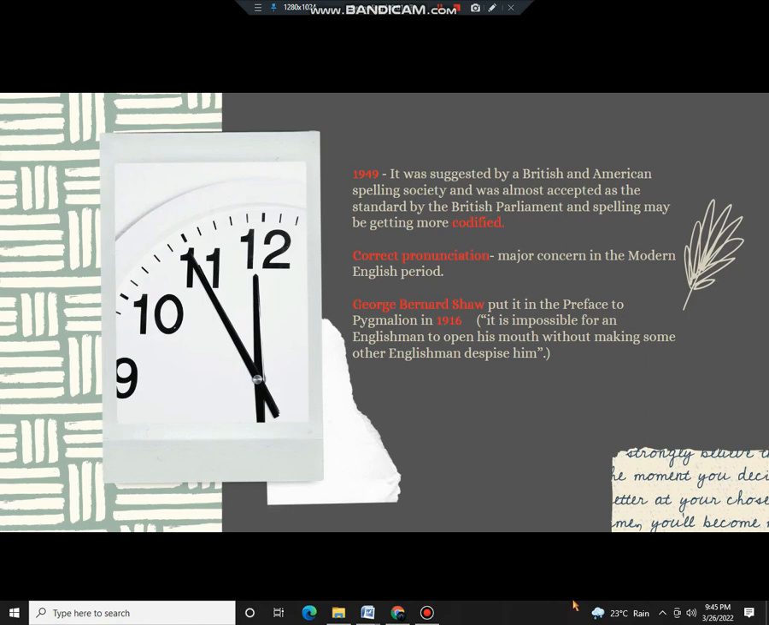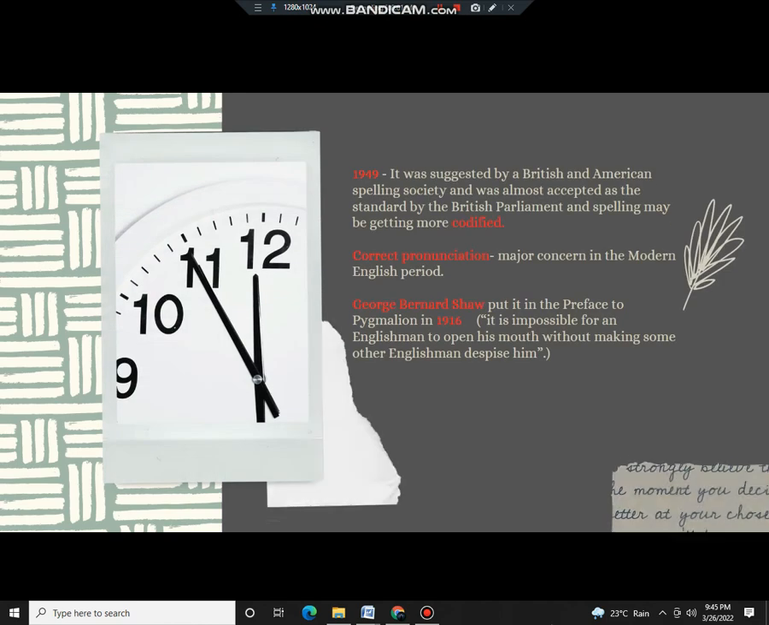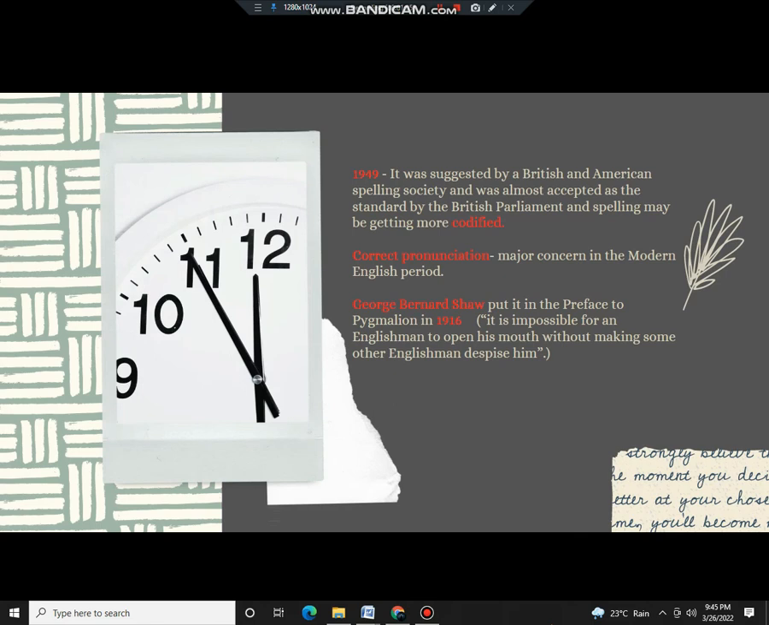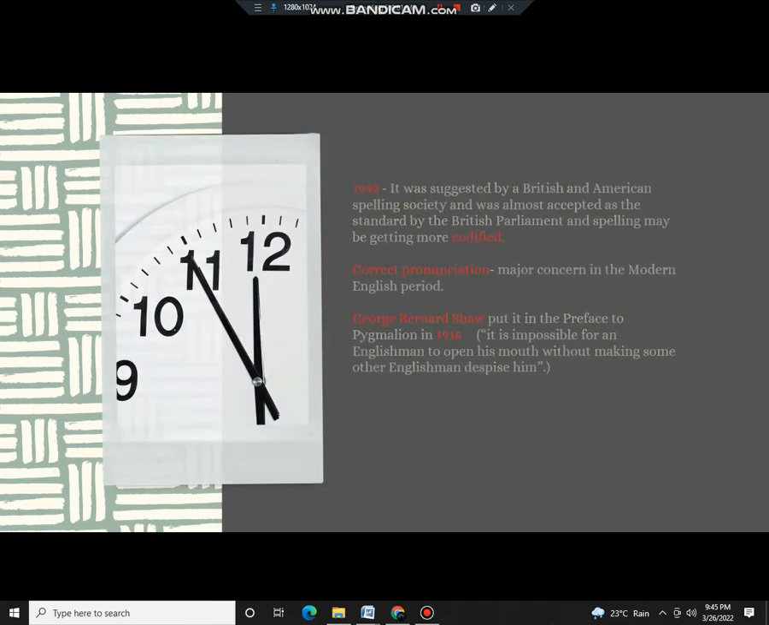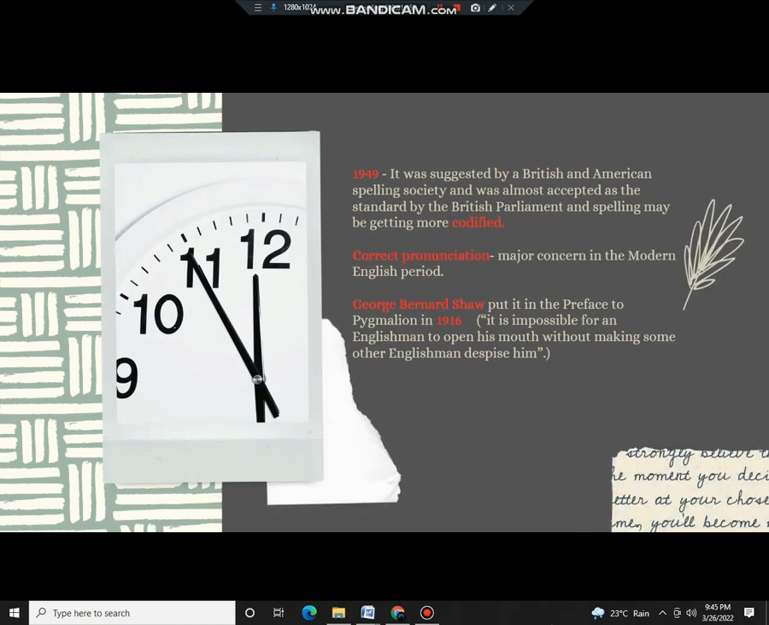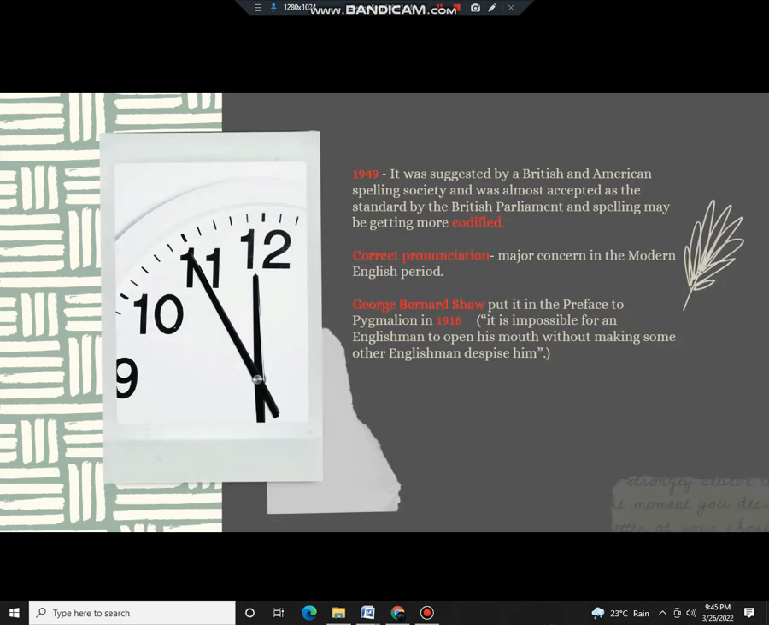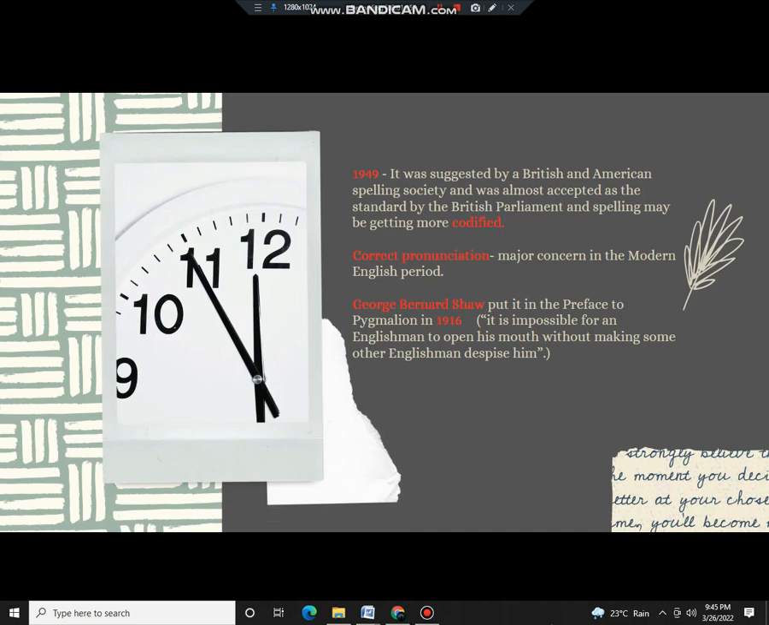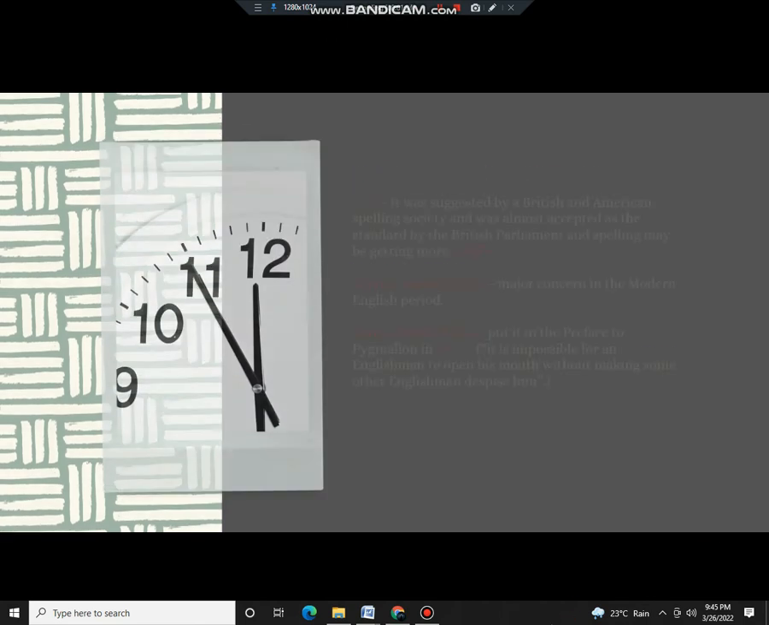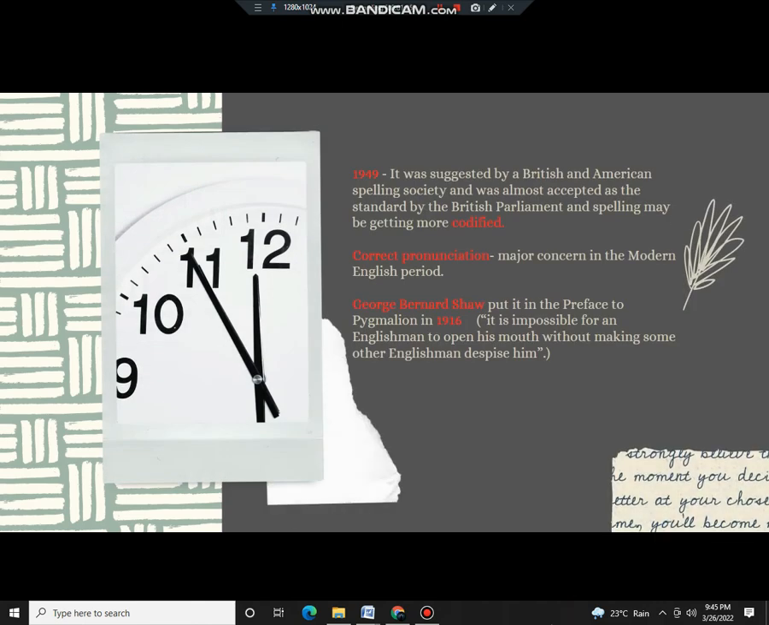In fact, spelling may be getting more codified due to spell checkers on our computers. So, the focus on correct pronunciation also becomes a major concern in the modern English period. So, ito yung sinabi din ni George Bernard Shaw in the preface to Pygmalion in 1916. He said, "It is impossible for an Englishman to open his mouth without making some other Englishman despise him." So, to this day, regional differences in pronunciation are used to determine where a speaker of English comes from, and this is stigmatized if uttered outside the right context. Ito yung major concern in modern English, yung correct pronunciation talaga.